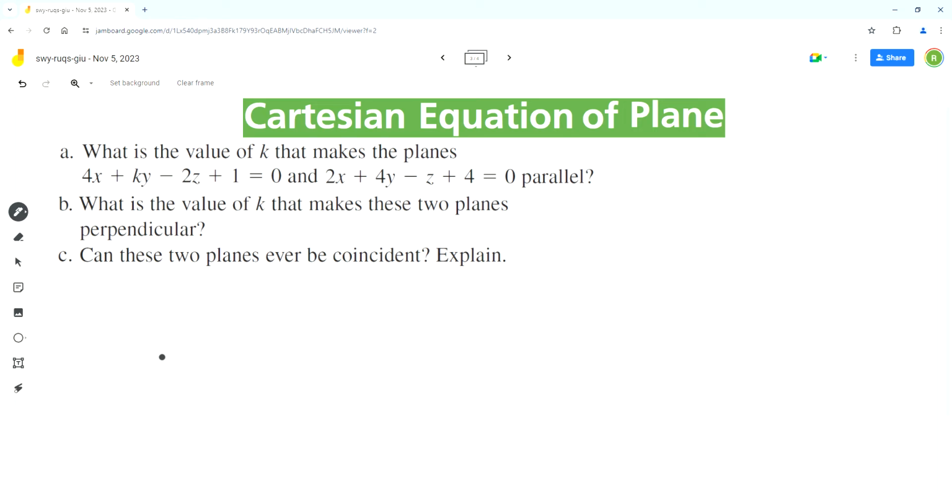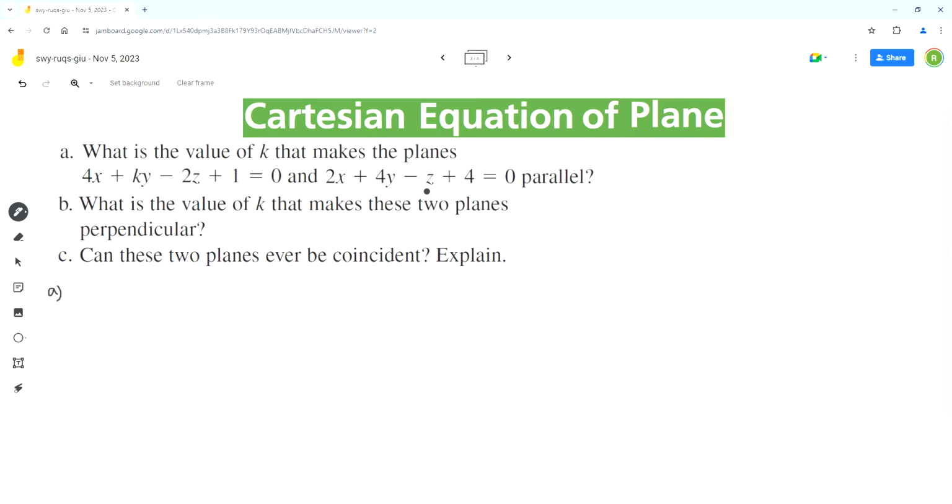So in this video, we'll solve this problem using the concepts of Cartesian equation of plane. As per part A, what is the value of k that makes the planes 4x plus ky minus 2z plus 1 equals 0 and 2x plus 4y minus z plus 4 equals 0 parallel? So let's start with part A.